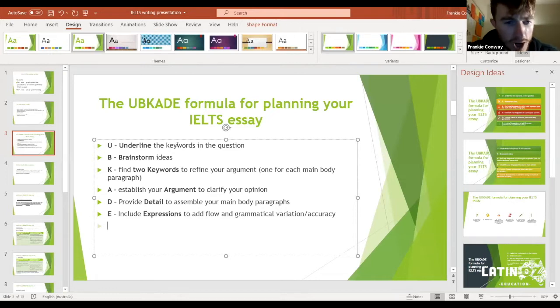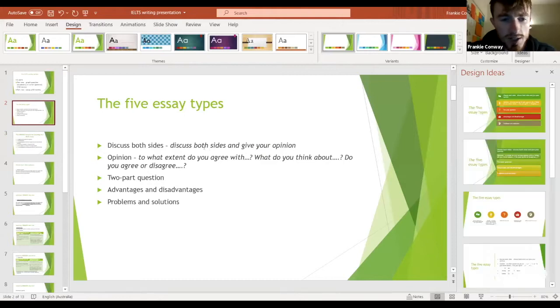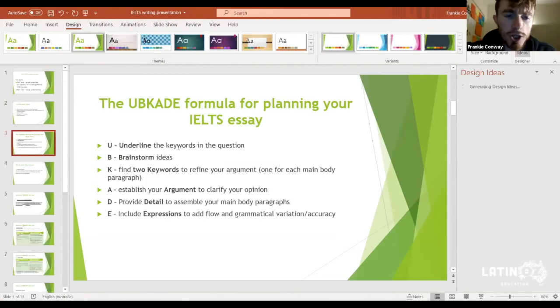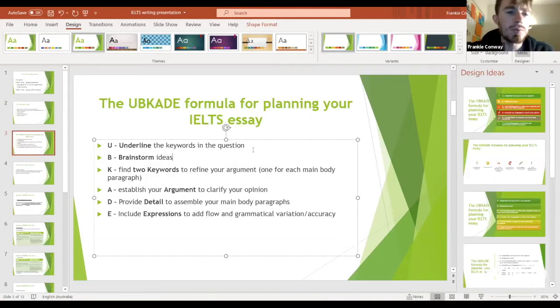So the U part is about underlining the key words in the question. Just so you know, first of all, what type of essay it is. So the words in the question are going to give you a clue about what type of essay. And also it can help you to really understand what they're asking about, the key idea. Then, guys, I would tend to brainstorm ideas related to the question. So just on a scrap piece of paper, just bullet point some ideas that can correlate to the question.